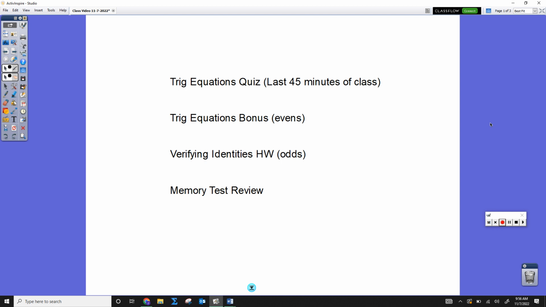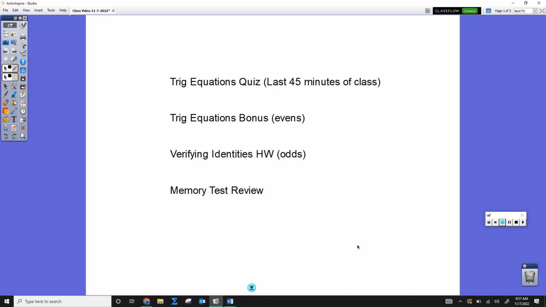We also have the verifying identities homework, just the odds, that will be due next class. If you want to work on those, the key is posted already. You can just double check that you're doing those correctly. And remember the evens on those, on the verifying identities, is also a bonus. It will be done on test day.